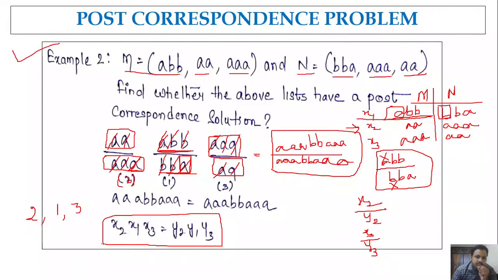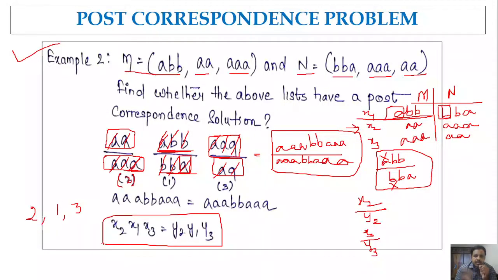Actually this PCP is non-deterministic, so that means it is not going to have just one solution. You may have different solutions for it. So I have taken one combination in such a way that I got both the strings the same. So there may be another sequence that would produce the same strings with respect to m and n. So that's why this is a non-determinism problem.